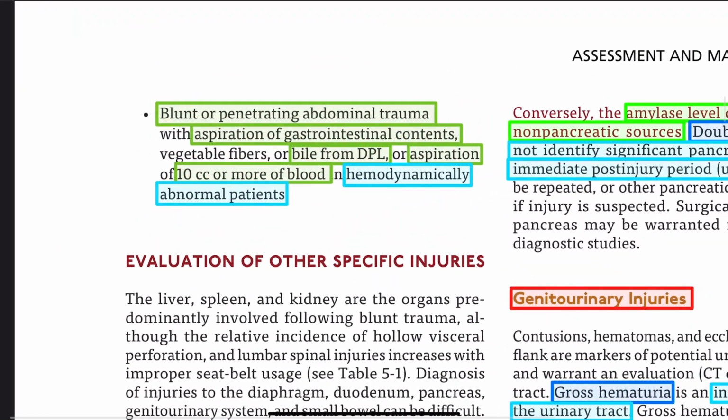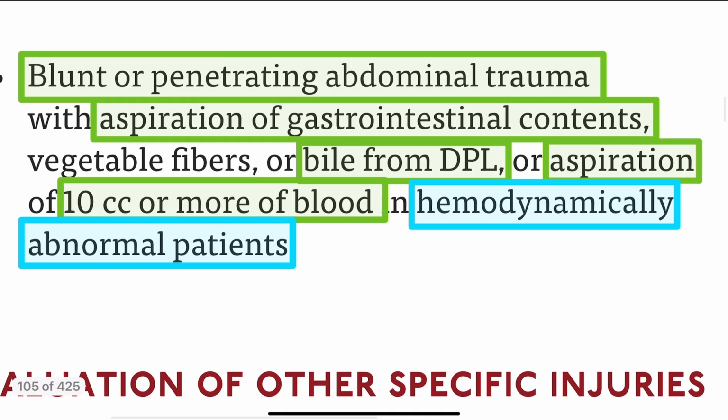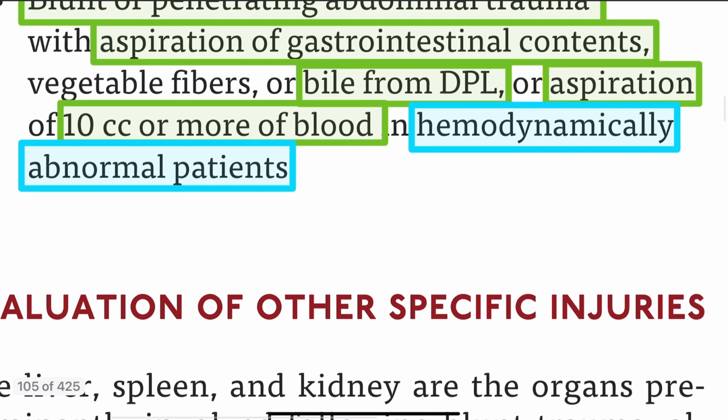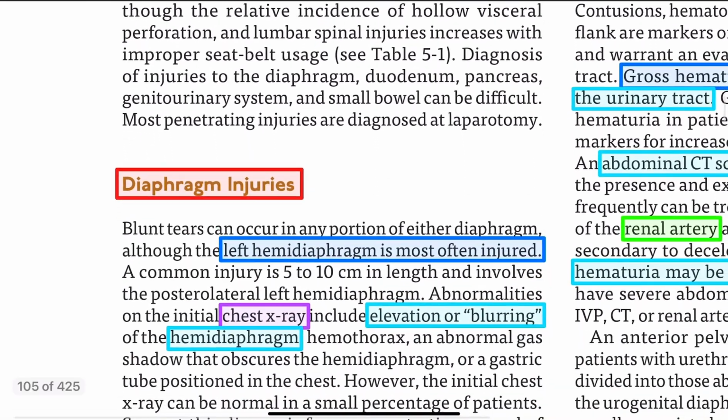And one more indication: blunt or penetrating abdominal trauma where on aspiration you are getting GI content, bile, or vegetable fluid. The same thing I explained: 10 cc or more of blood in a hemodynamically abnormal patient, you should go for laparotomy. Now come to the specific injury, like diaphragm injury.